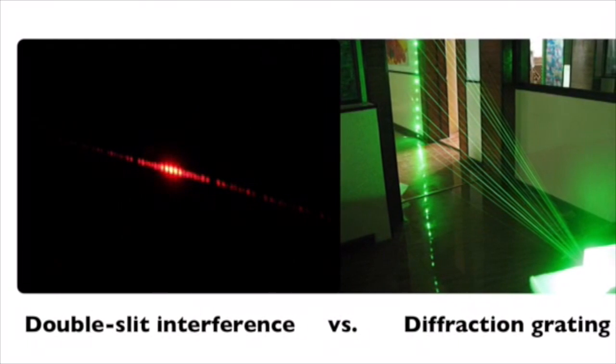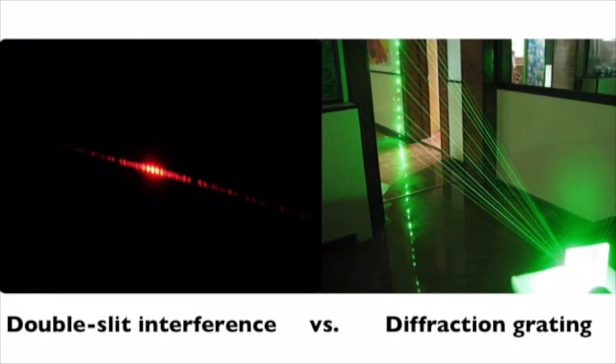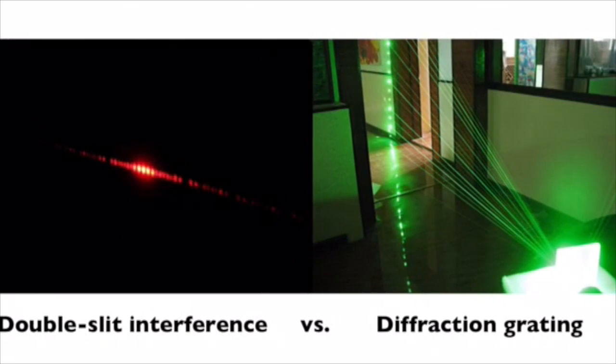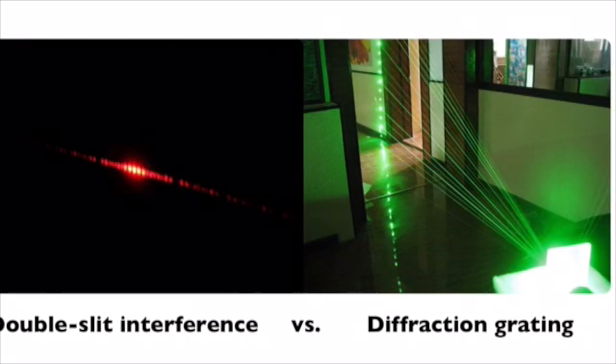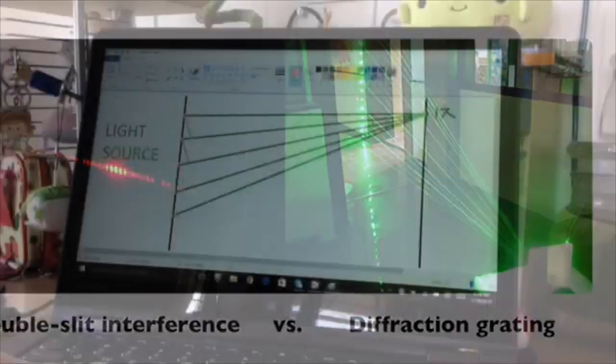Diffraction grating is like double slit interference with more than two slits. The strange thing is that when we add more slits, we get a much more focused picture of the maxima within the interference pattern. Here, I will explain how that works.